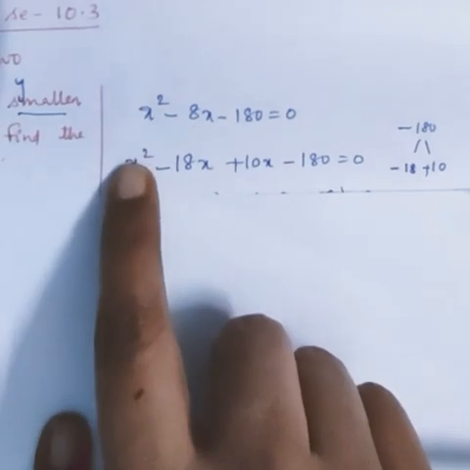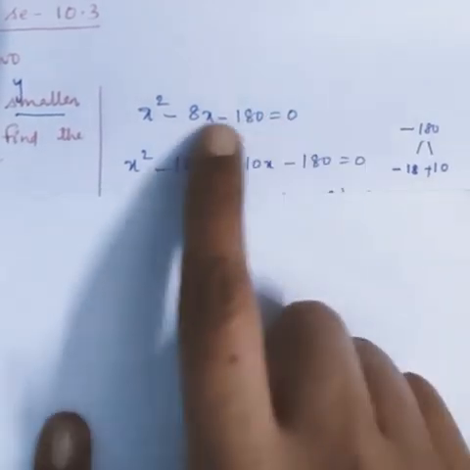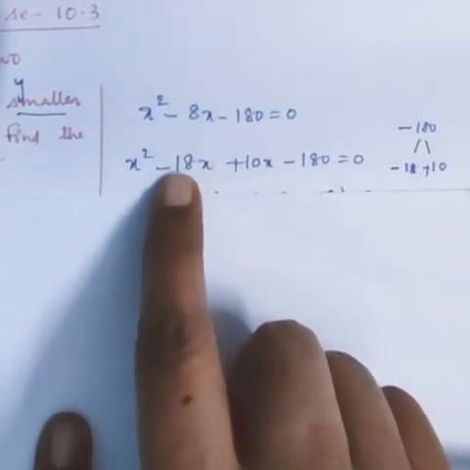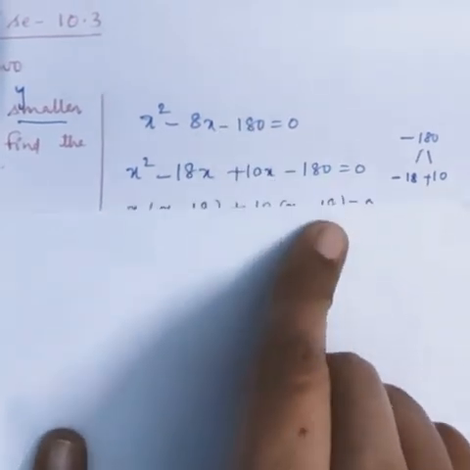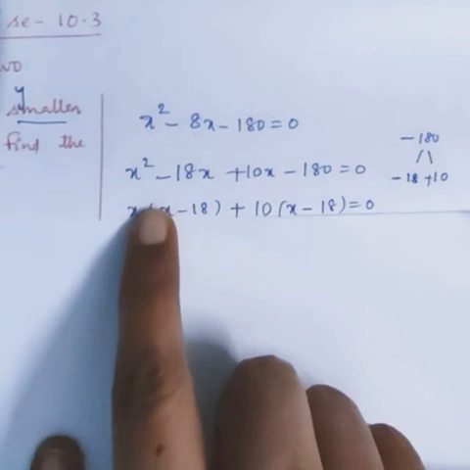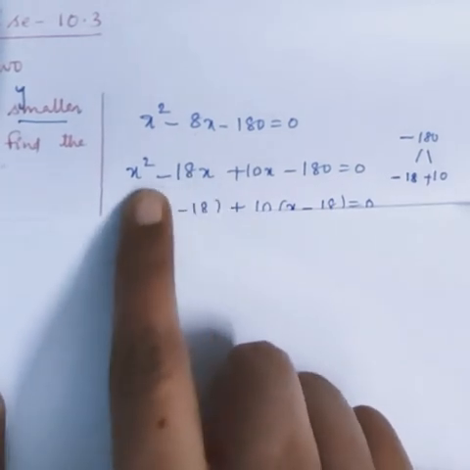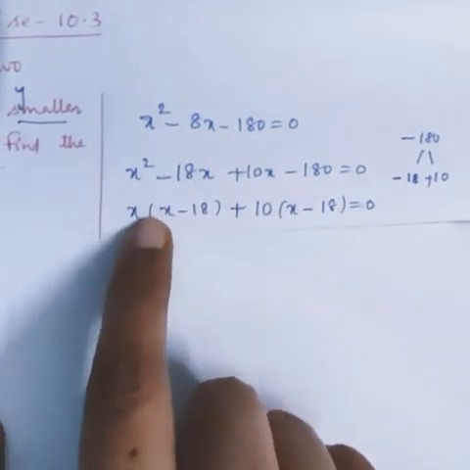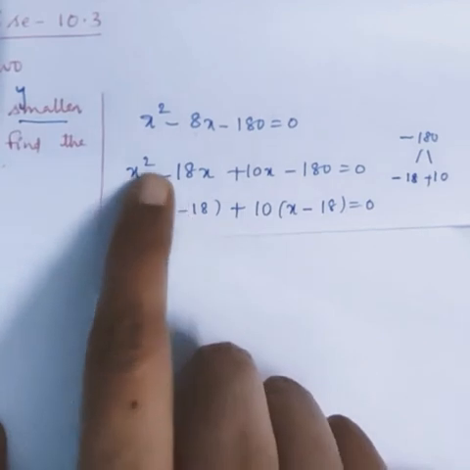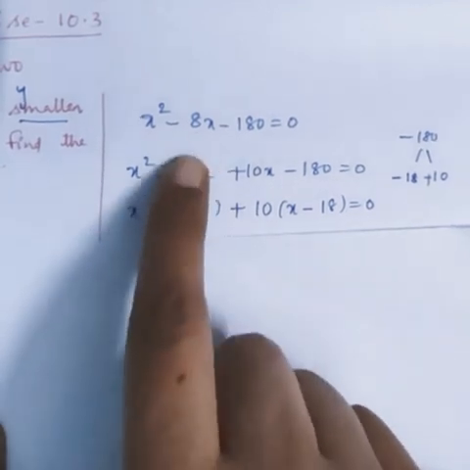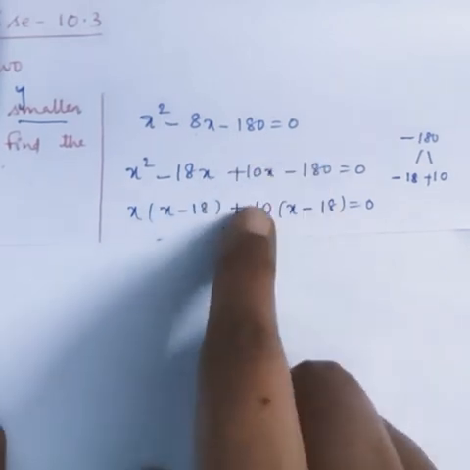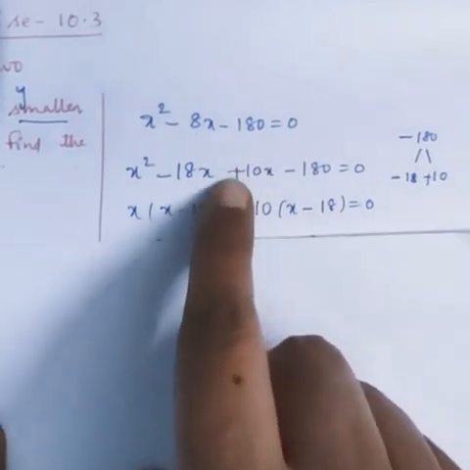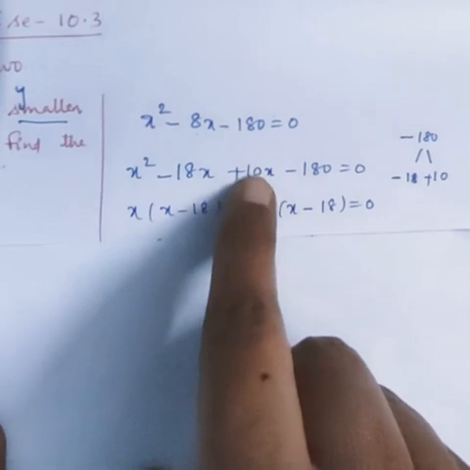So the first term should be written as it is, and the last term as it is. Instead of minus 8x, we are going to write minus 18x plus 10x. Now, in the first two terms, group and take x common. Write x into, this is going to be x, and minus 18 comes here as it is. And from the last two terms, you can take 10 common, with the plus sign, which must be the common sign.